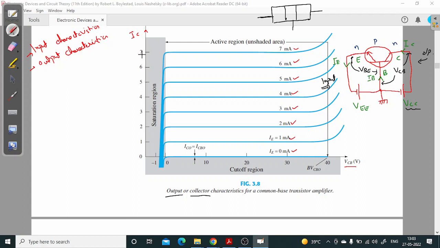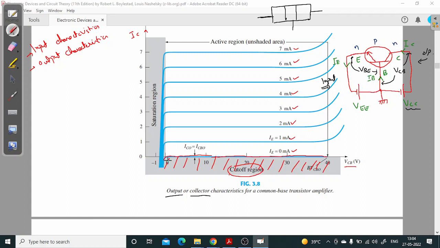So output current versus output voltage. Here they have shown three regions. The first is the cutoff region, which, as the name suggests, means there is no current flowing. When input current is 0 milliampere, this is the curve, which is almost equal to 0. The value of IC is 0, right? And below this is your cutoff region. So in the cutoff region, basically the current is 0.